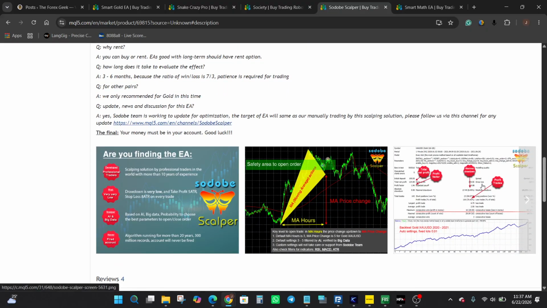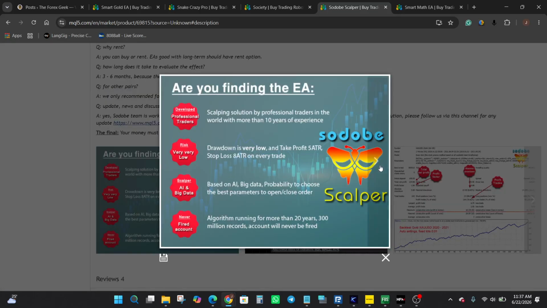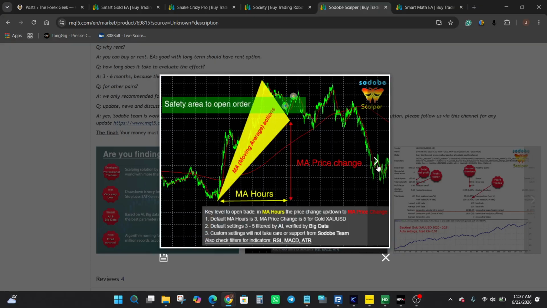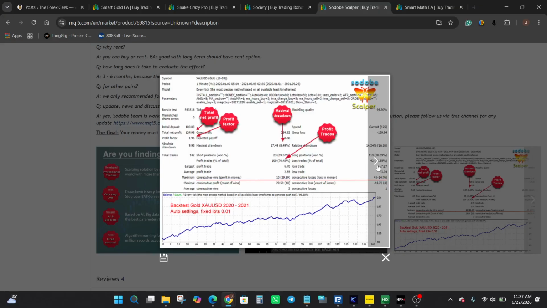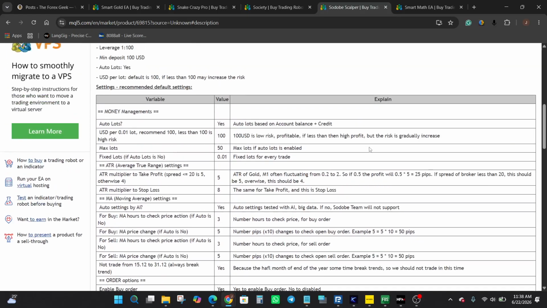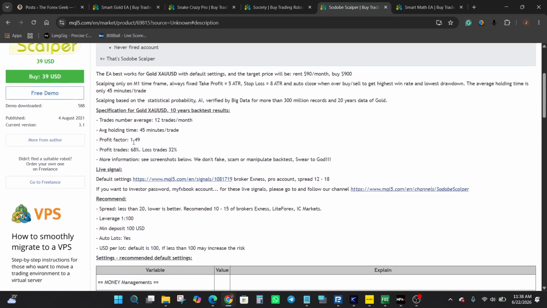When reviewing the historical testing performance, it's important to remember that scalping systems are often very sensitive to execution quality, spread conditions, and market liquidity. In this case, the developer provides statistics based on approximately 10 years of historical testing on gold. And according to the information displayed, the historical analysis shows an average of roughly 12 trades per month, a profit factor of 1.49, and a reported distribution of 68% profitable trades versus 32% losing trades.